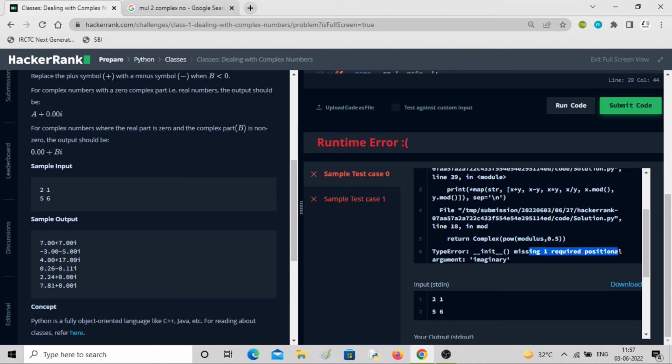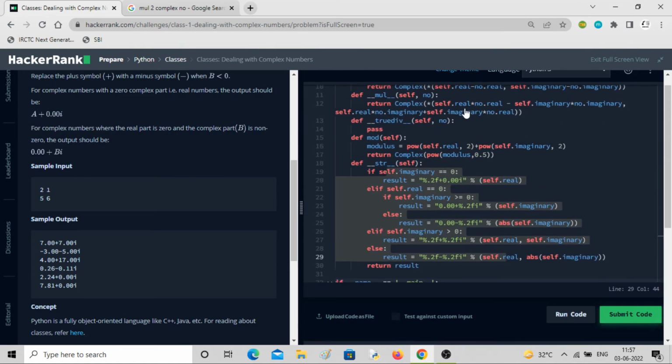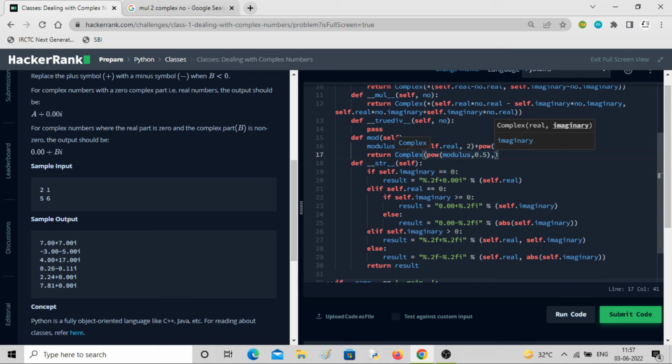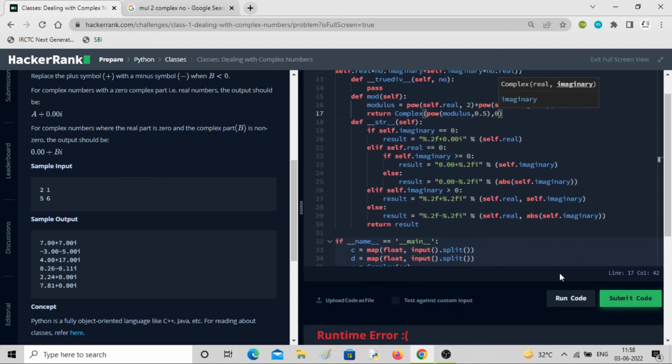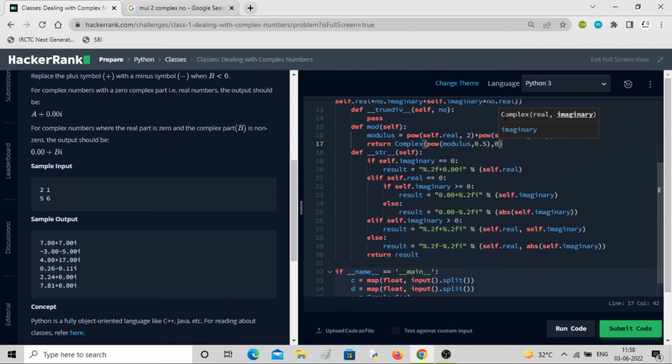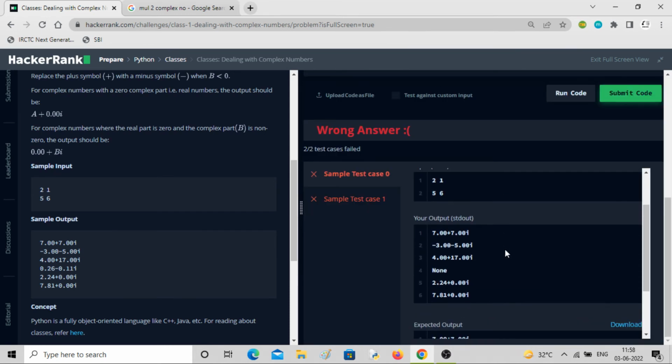Okay, missing one required positional argument, imaginary, in complex. Okay, imaginary. So it will be a real value, so you have to pass some value in imaginary. So we'll provide what, 0.00, right? So let me provide 0 here, and it will take care of itself. The imaginary part we have not provided, and that's why it is showing an error. It needs real and imaginary parts. The imaginary part is not there, that's why I'm giving 0. So now it is taken care of.